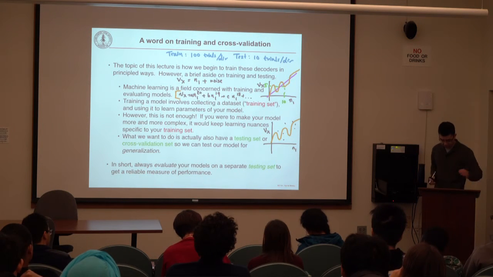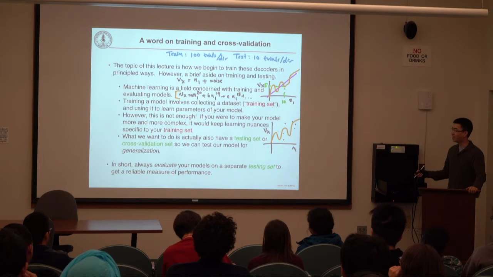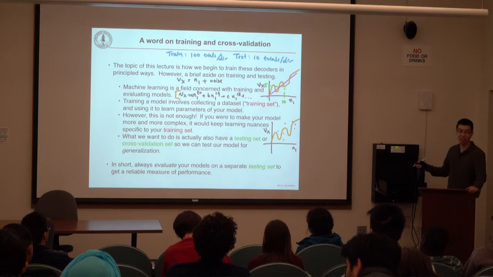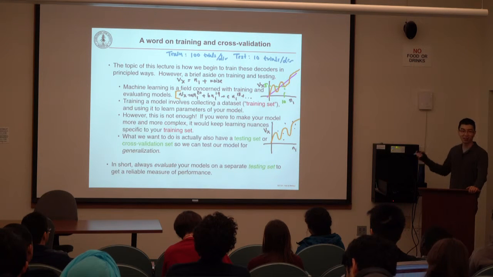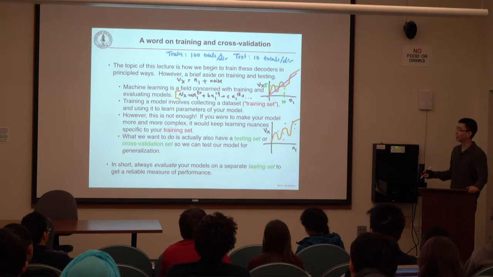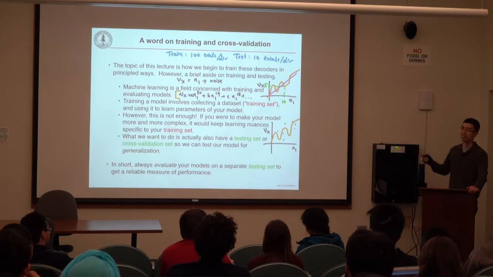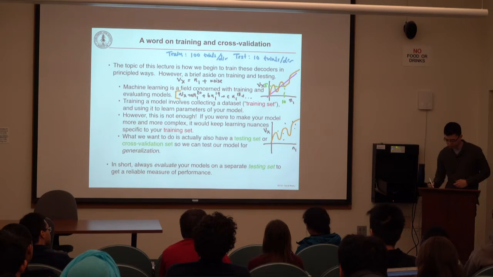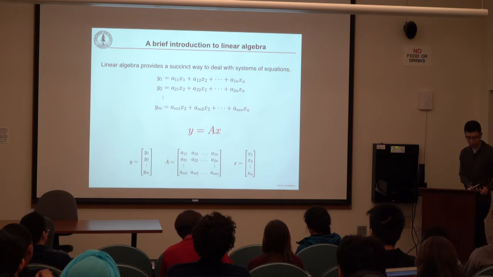OK. So in short, you always have to train your models on a training set. Those were the 100 trials per direction that you all generated on homework number 3. And then you'll want to test how well your model does on a separate testing data set.